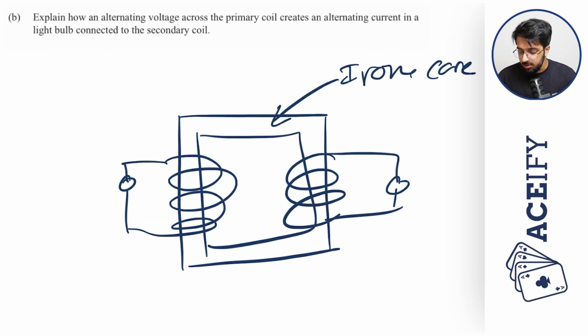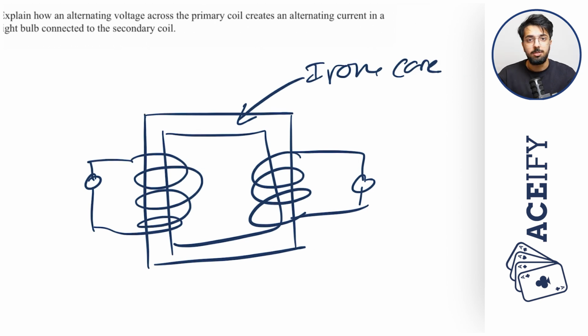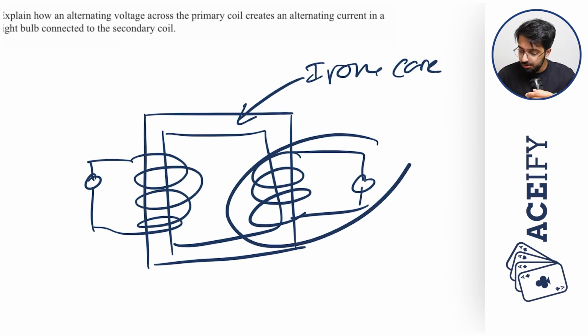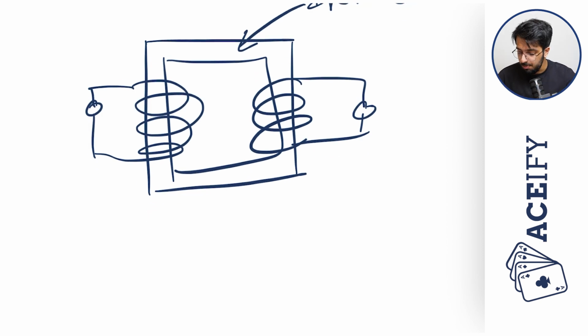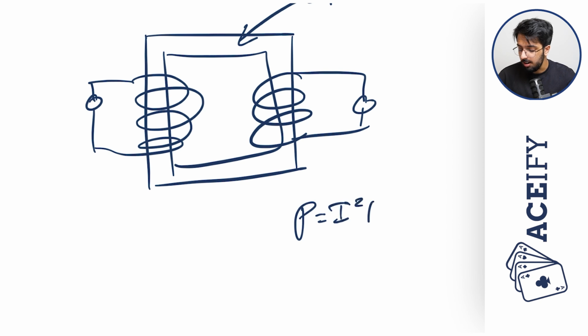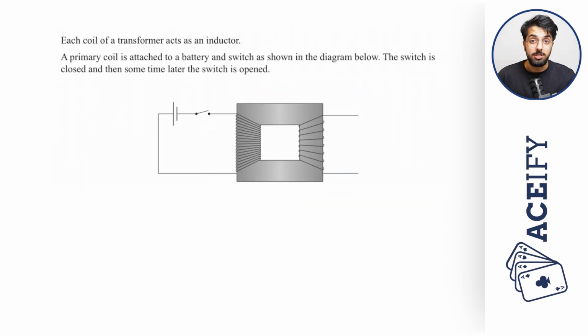But essentially, that causes an alternating magnetic flux within this iron core, and then therefore that alternating magnetic flux within the iron core induces a voltage in the secondary coil, which results in a current flowing through the lamp, thus the lamp glows, due to P is equal to I squared R. Well, here's a better image of what the iron core looks like.